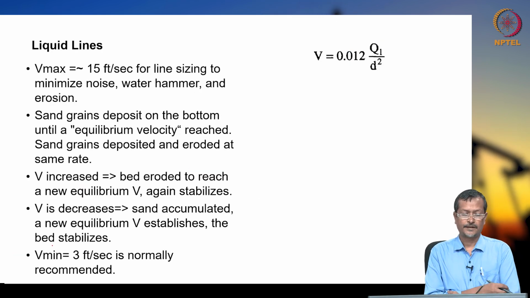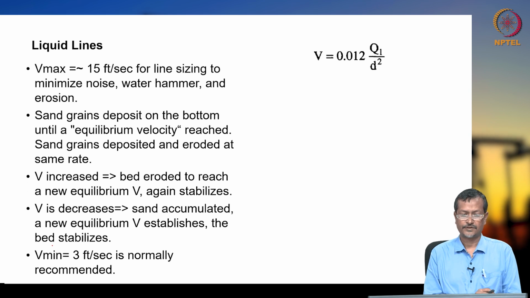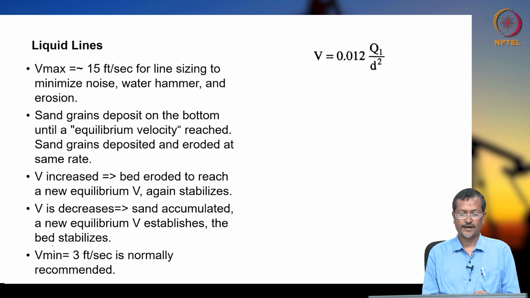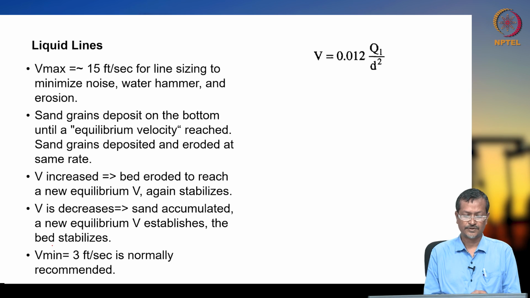Liquid line. Say you are designing a pipeline carrying liquid. In that case, maximum velocity will be about 15 feet per second for line sizing to minimize noise, water hammer and erosion. Sand grains deposit on the bottom until equilibrium velocity is reached.